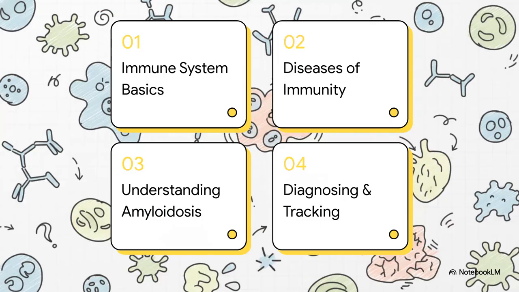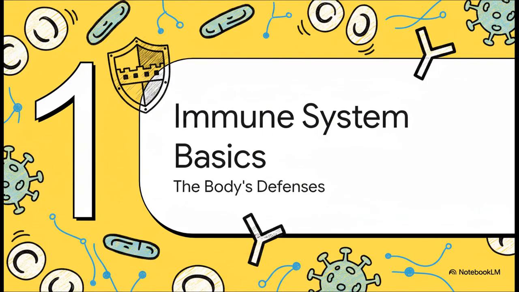Let's get into it. So, here's our roadmap for today. We'll start off with the immune system basics, then look at what happens when immunity goes wrong. After that, we'll shift gears to really understand amyloidosis, and finally wrap up with how clinicians actually diagnose and track it. All right, Section 1, the immune system basics.